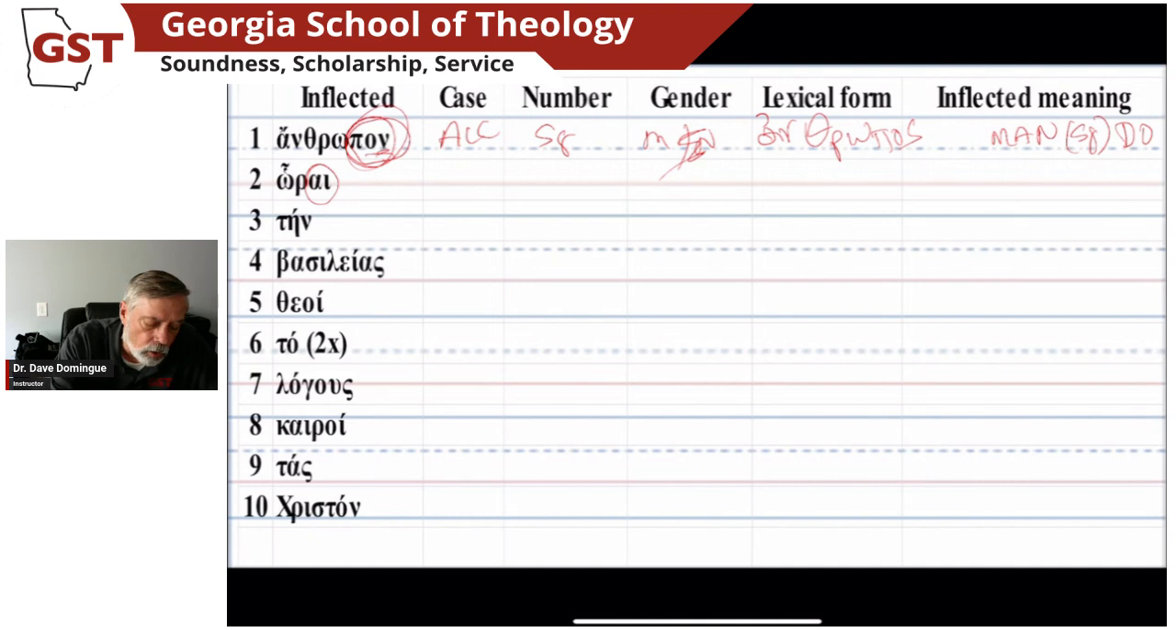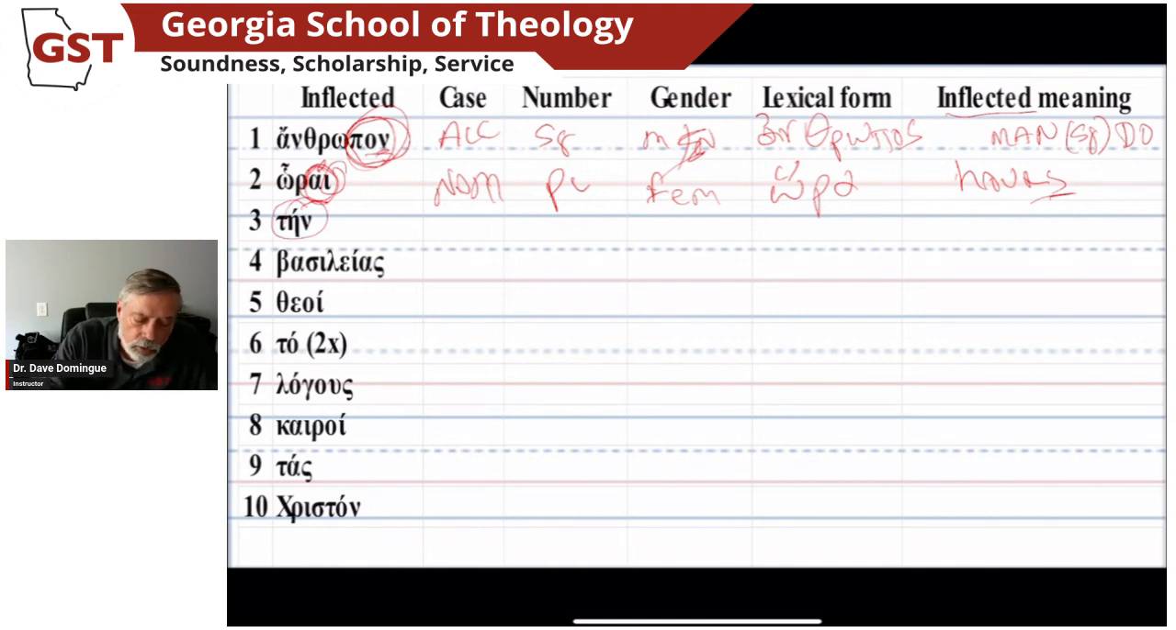Horai, there's our ho. This is the nominative case. It is plural, that's the iota ending. It is feminine, right, because of the alpha stem ending. Lexical form is going to be hora, and in its inflected meaning, horai is going to mean hours, plural. Notice if you put hour, it's wrong because the inflected meaning is plural.